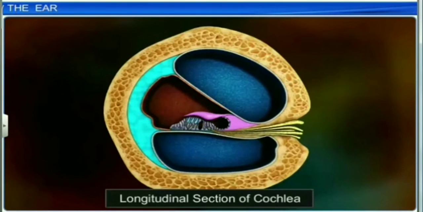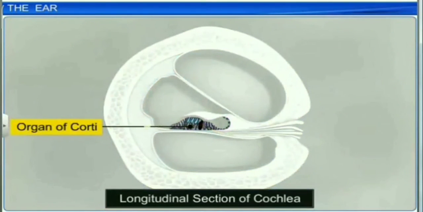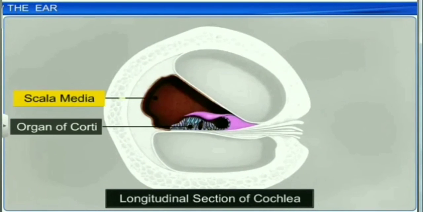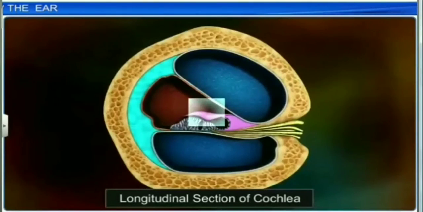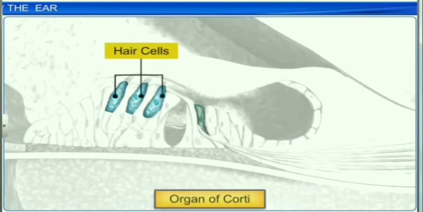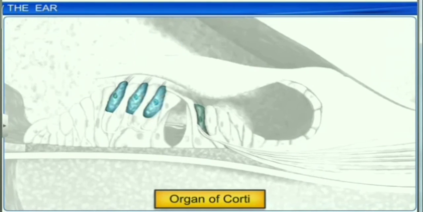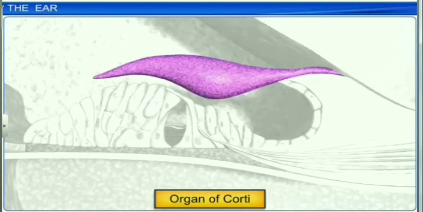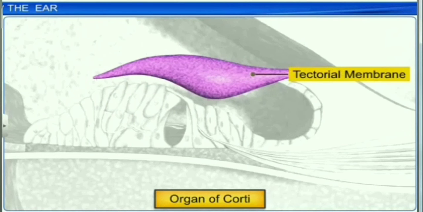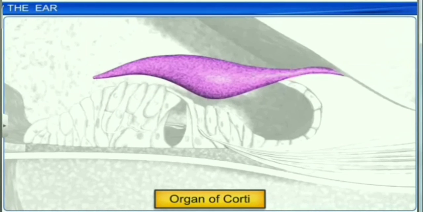The organ of Corti is a pea-sized structure located on the basilar membrane, that is, the floor of scala media. The organ of Corti has a sensory epithelium over the basilar membrane. The sensory epithelium is in contact with the gelatinous tectorial membrane. The sensory cells have sensory hair on their free end and so are called hair cells.